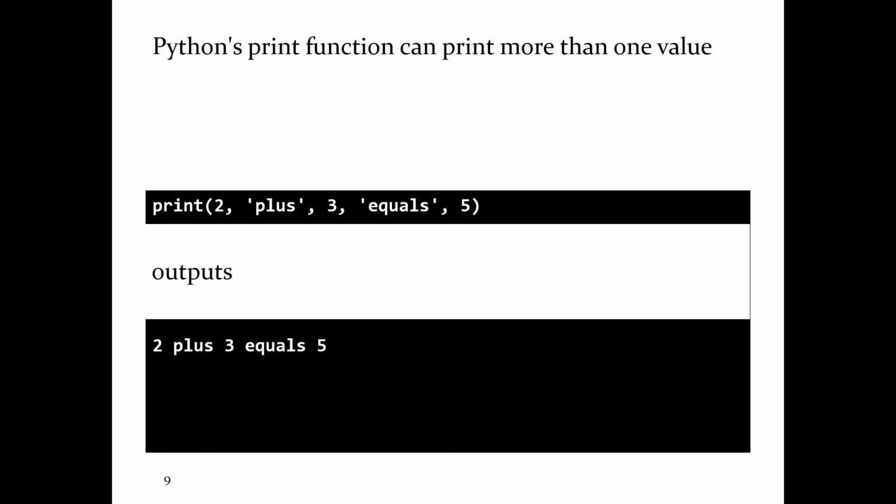Now, Python's print function is actually pretty neat. So if you want to print out multiple things separated by a space, you just list out the things you want to print separated by commas, and Python will print out the items with a space between them. And then it'll add a new line at the end of the line. Right, so print 2, comma, the string plus, comma, the number 3, comma, the string equals, comma, the number 5, outputs 2 plus 3 equals 5 with spaces in between everything.